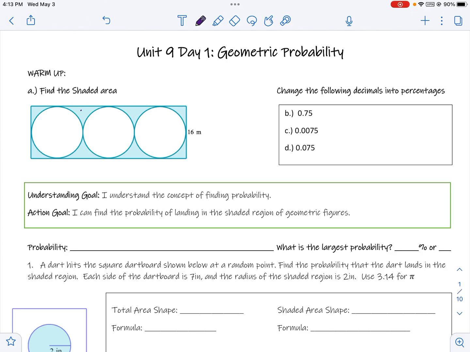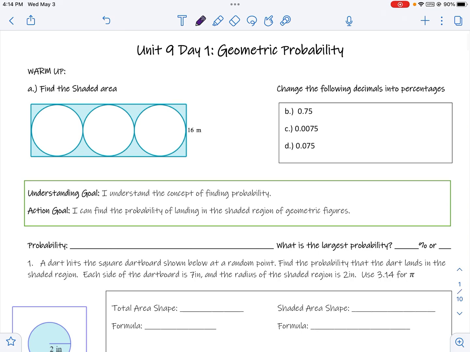So if the substitute, or if you're just watching this at home, if you pause the video now, I'll give you a couple seconds to find that shaded region, and then the second part is to change decimals into percentages, which is something you haven't done yet this year, but you've done in the past. So I'll give you a couple seconds here to start if you want to pause the video. Okay, now we can go through these questions.